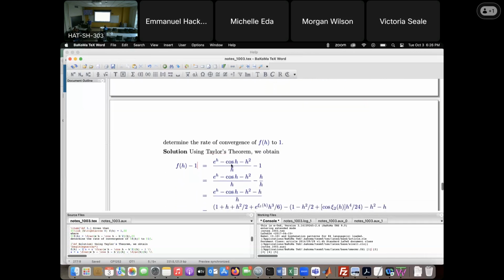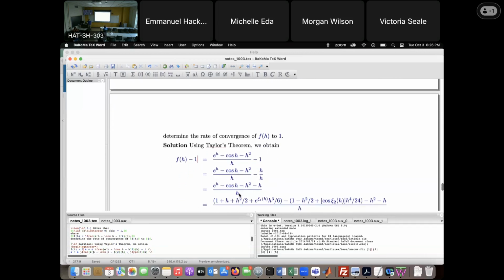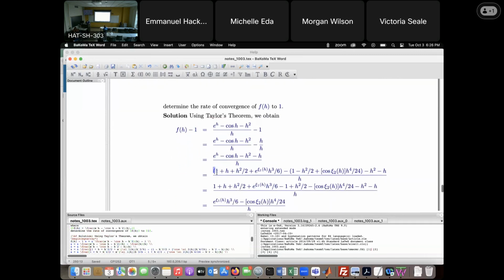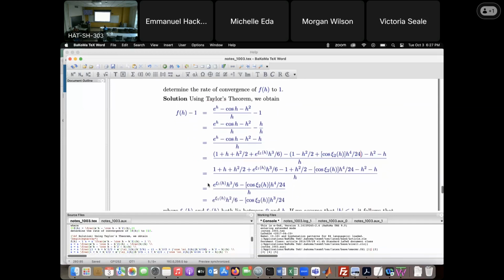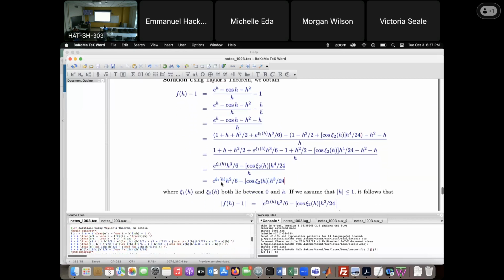Then I put everything into one fraction over a common denominator. Now I have e to the h and cosine h, which both need to be replaced by Taylor expansions. Right here is the Taylor expansion for e to the h, and right here is the Taylor expansion for cosine. Make sure to include enough terms so that you get something that doesn't cancel. If everything cancels and you wind up with 0, you did not include enough terms. A lot of terms cancel: the 1's cancel, the h's cancel, all the h squared terms also cancel. After you cancel everything you can, and also divide by h, this is what you wind up with: a term involving h squared, and a term involving h cubed.